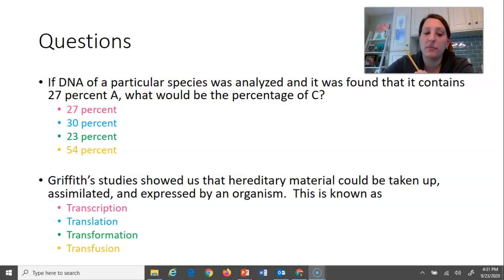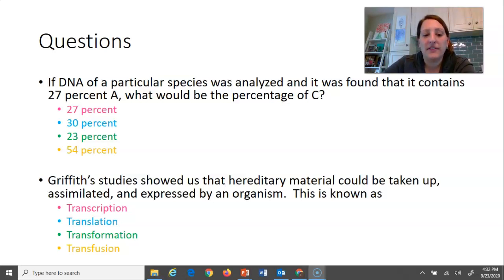And so if there's 27% adenine, there has to also be 27% thymine. Those have to be equal. And so 27 and 27 is 54, okay? So 54% of the bases are either A or T. And so how much is C and G? You do 100 minus 54, that's 46. And so half of that would be guanine and half of that would be cytosine. And so half of 46 is 23. Okay, so if you know the base pairing rules, hopefully you could figure that out.